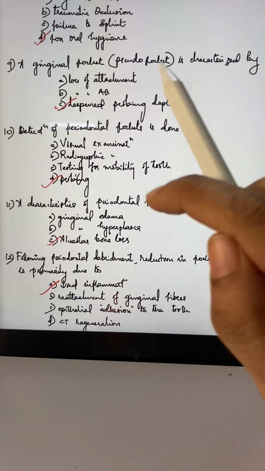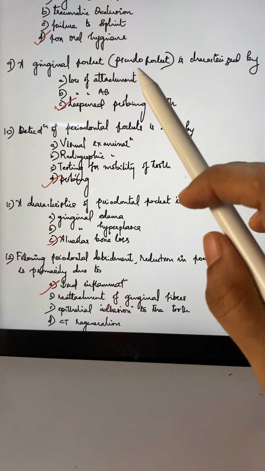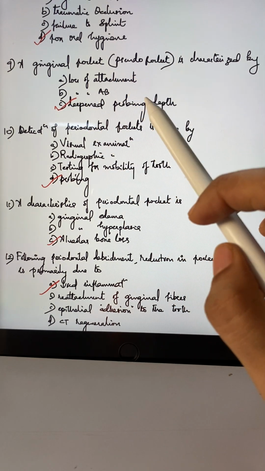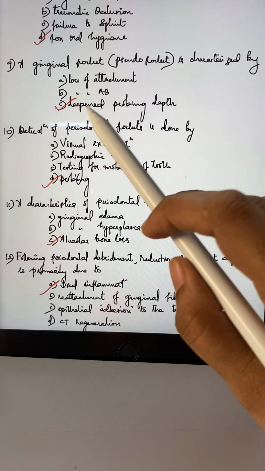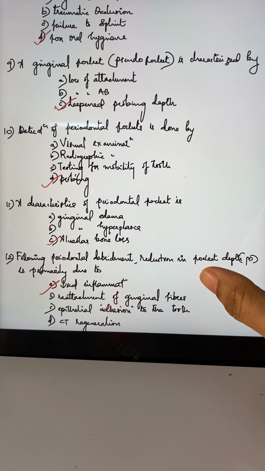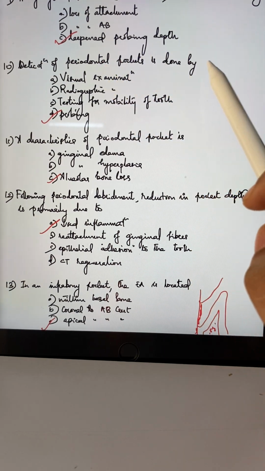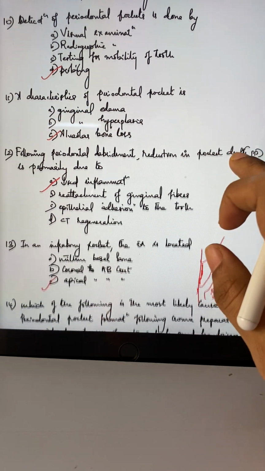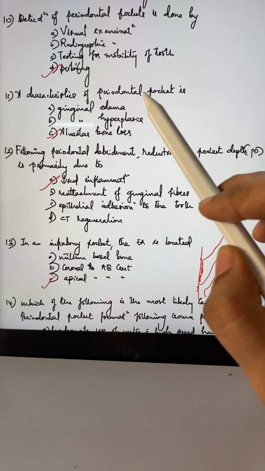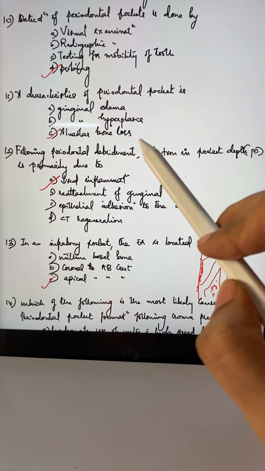Then the gingival pocket or pseudo pocket is characterized by loss of attachment. No, because loss of attachment and loss of alveolar bone cannot be seen in the case of pseudo pocket. Deepening the probing depth is the answer. So next is detection of periodontal pocket is done by probing. A characteristic of periodontal pocket is gingival edema. No, in the case of periodontal pocket, definitely we can see the alveolar bone loss.